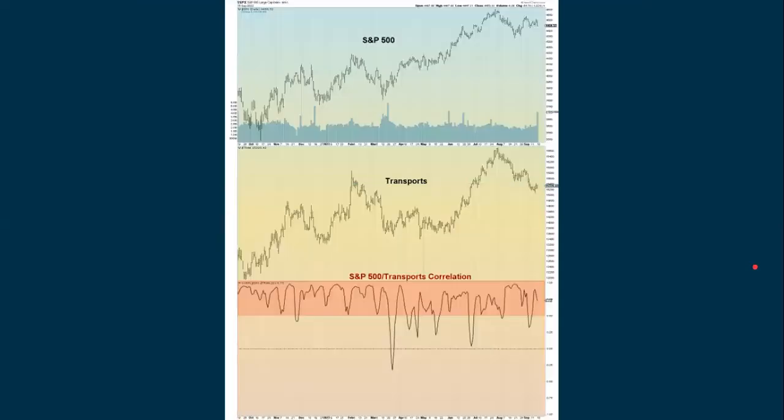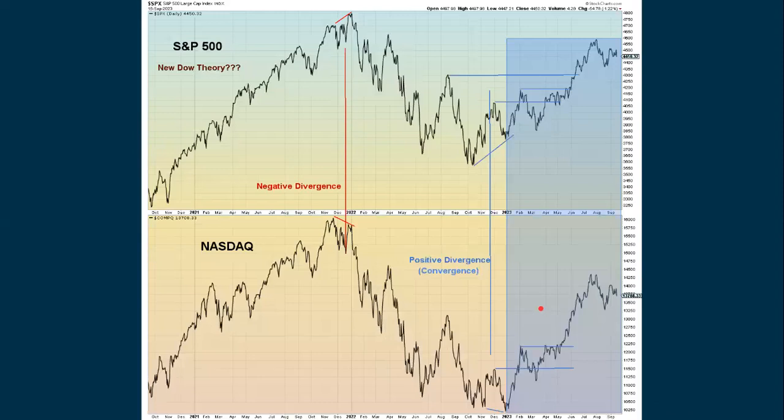We look at the correlation between the S&P and the transports. Sometimes it gets pretty strong. Now it's trailing off just a little bit. And we look at a new take on Dow theory, where instead of using the Dow, we use the S&P, and instead of using the transports, we use the NASDAQ. And we're not really seeing anything alarming that we're not seeing in other places right now. We're looking for divergences and convergences here, and they're pretty much confirming each other.